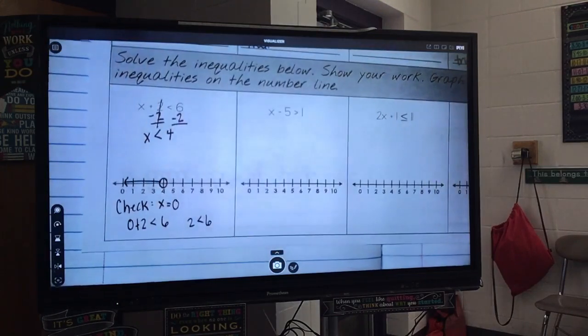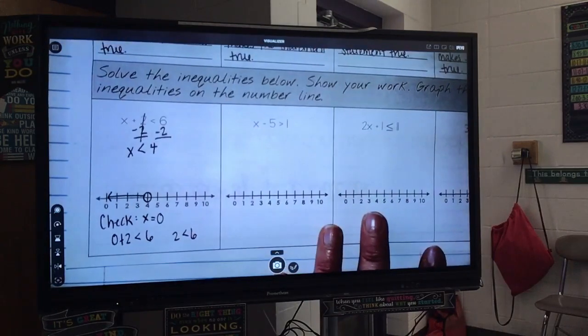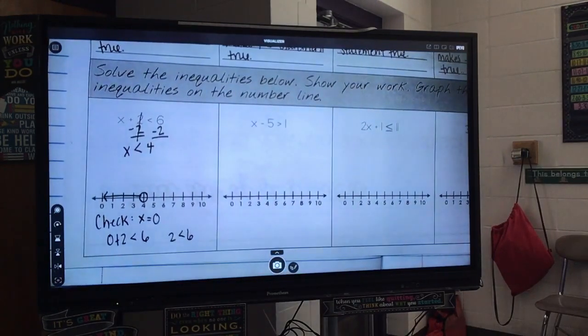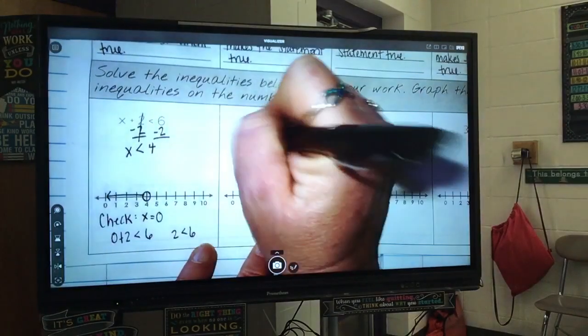Questions about that? All right, the next one. x minus 5 is greater than 1. So how do we get our variable by itself in this one? Plus 5. And then cross that out.